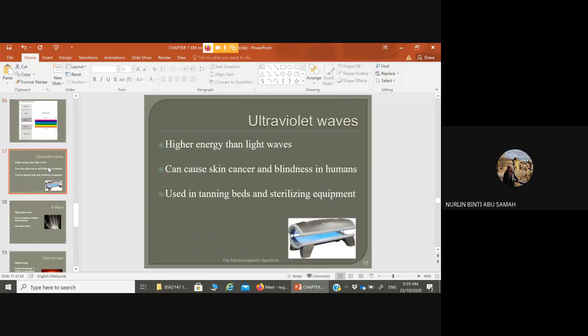Next is the ultraviolet waves. These ultraviolet waves have a bit higher energy compared to visible light. Ultraviolet can cause skin cancer and blindness in humans. As you can see, ultraviolet can harm you, so that's why ultraviolet needs to be handled with care.